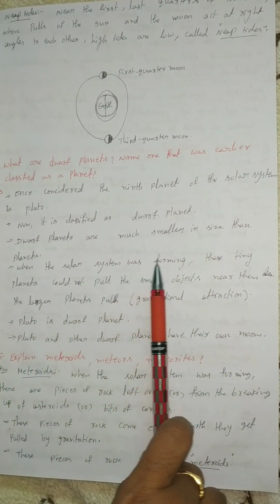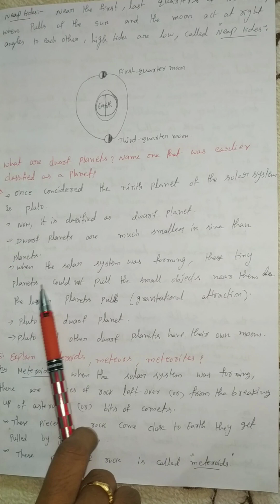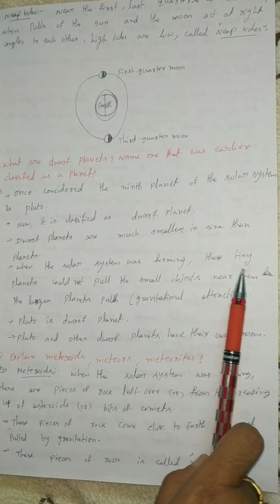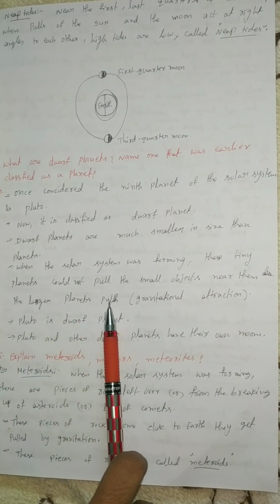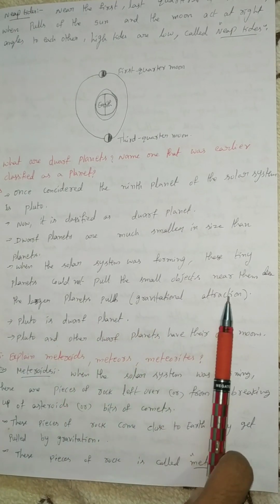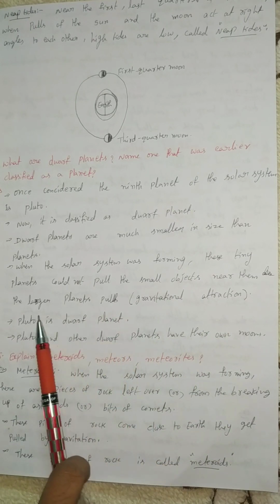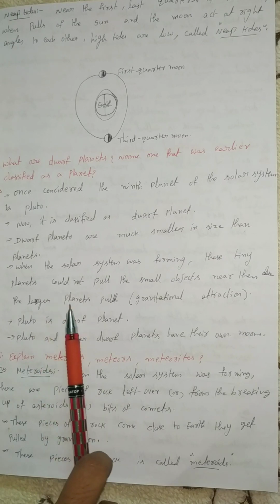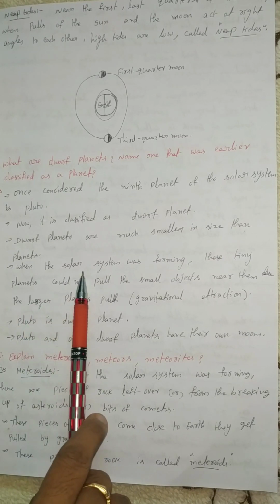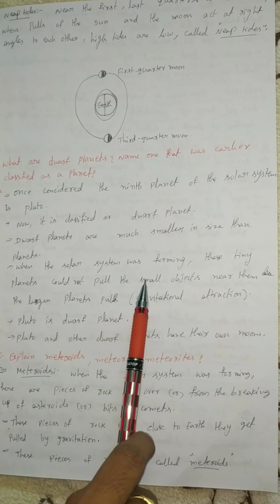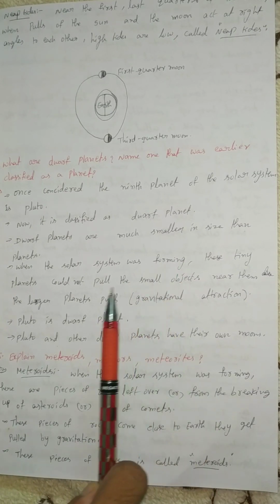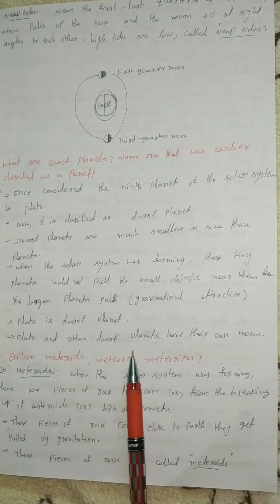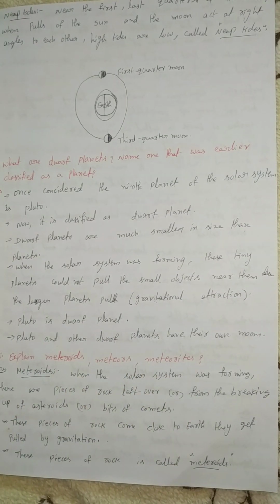When the solar system was forming, these tiny planets could not pull the small objects near them. The large planets pull, meaning gravitational attraction. So what is the difference between the larger planets and these Pluto-type dwarf planets? These tiny planets could not pull the small objects. So Pluto is a dwarf planet. Pluto and other dwarf planets have their own moon.